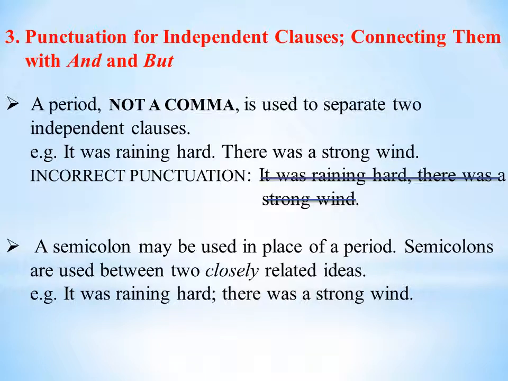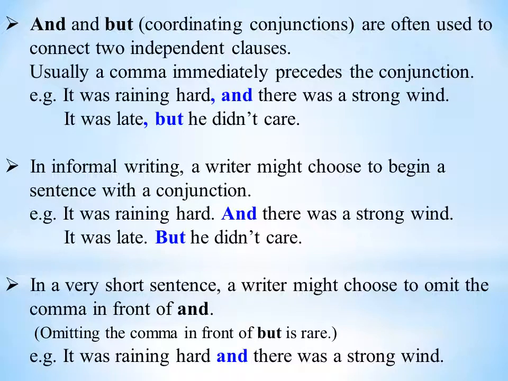However, a semicolon may be used in place of a period. Semicolons are used between two closely related ideas. Example, it was raining hard, semicolon, there was a strong wind. And, but, called coordinating conjunctions, are often used to connect two independent clauses. So we can replace the period between the two independent clauses by one of the coordinating conjunctions and or but. And usually a comma immediately precedes the conjunction.